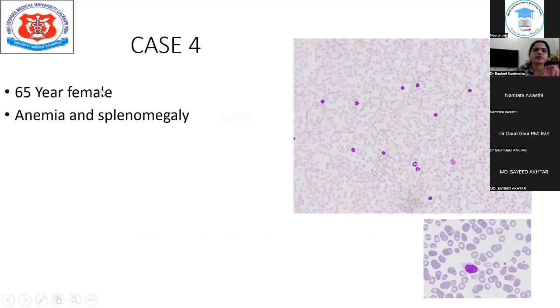Now, this is a case of a 65-year-old female with anemia and splenomegaly. This is a smear. We can see an increase in lymphoid cells of almost the same size as the RBCs or slightly bigger than RBCs. This is a closer view. We can see some projections.